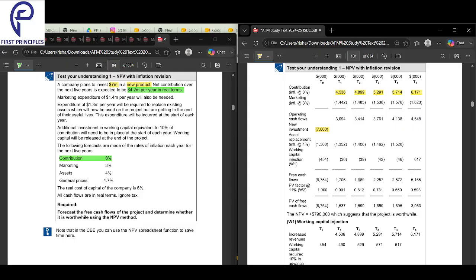You see, this is an outflow because the company is investing. So if you see a negative 7,000, next 4.2 in real terms. Real terms means without inflation. So you inflate it and you put it over here. Why? Because the question has tax. So whenever they say the question has tax, it's always preferred and working capital.